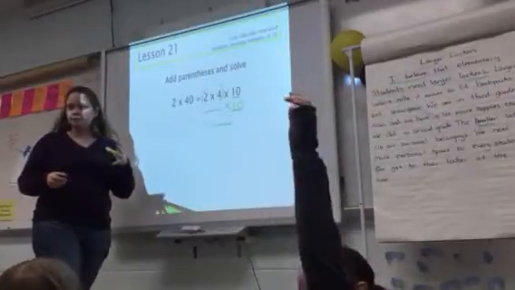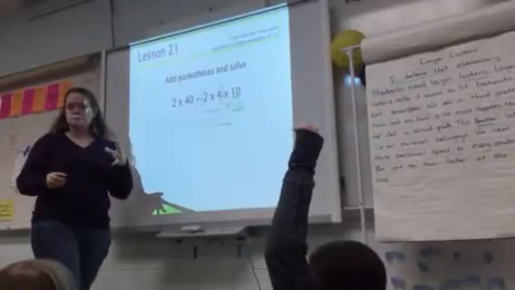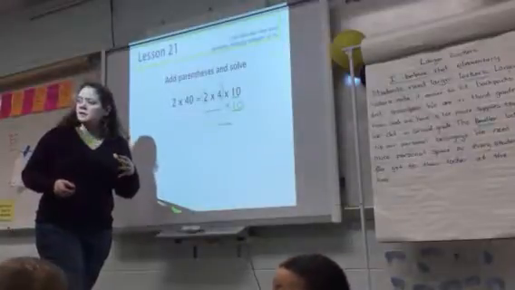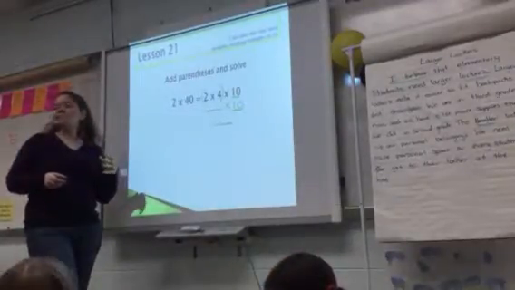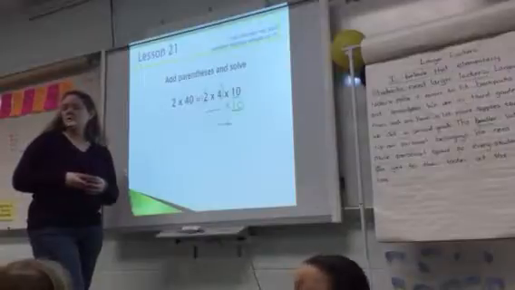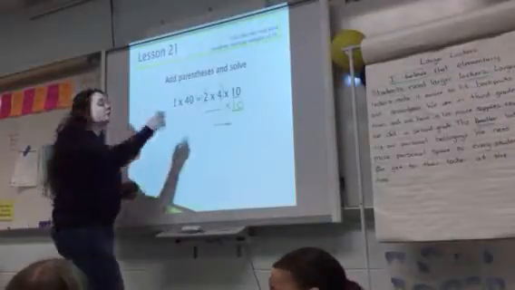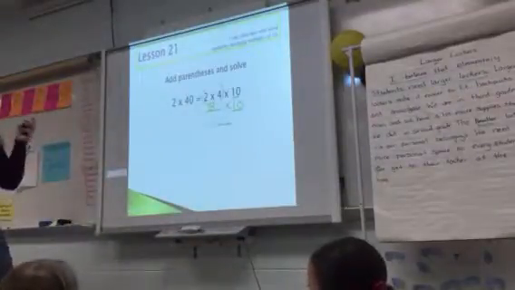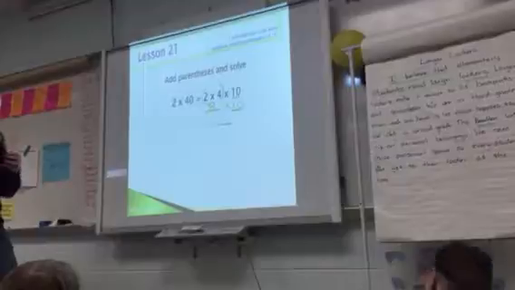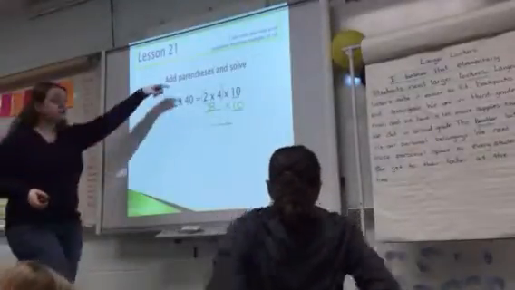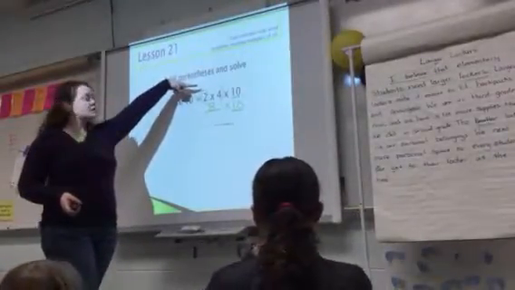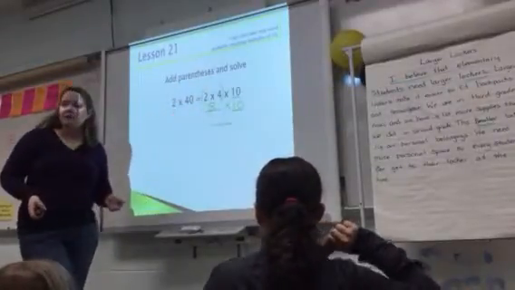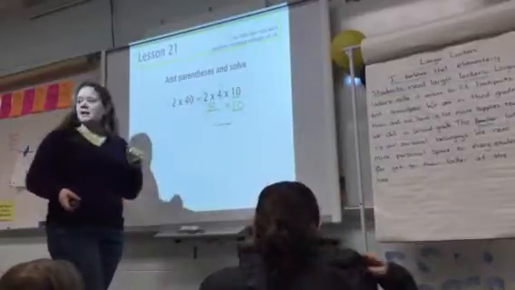Veronica? Okay, 2 times 4 is 8. So each step, I'm solving one part of the equation. I'm solving it step by step. First thing I do is my parentheses. So Veronica solved 2 times 4, and the answer is 8. So this leaves me with 8 times 10.